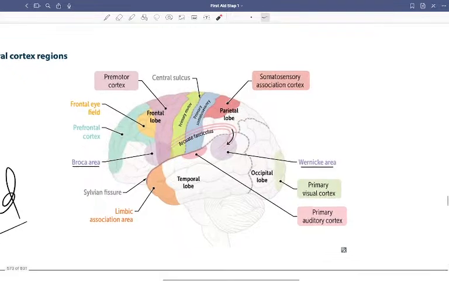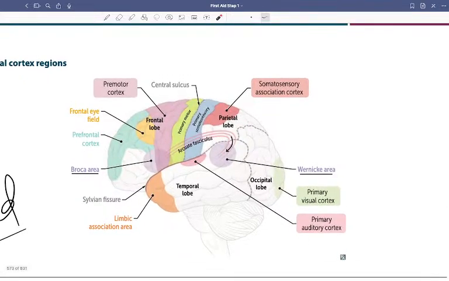And next are the visual cortex areas. In case of visual cortex, we had 17, 18, and then after that I think 19. Primary visual was 17. Then association area was 18, 19.